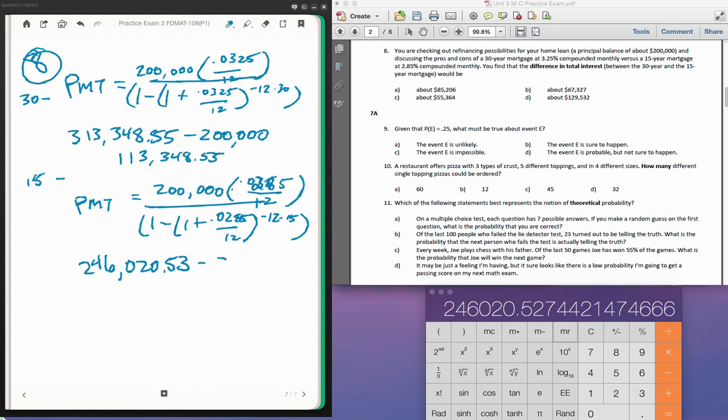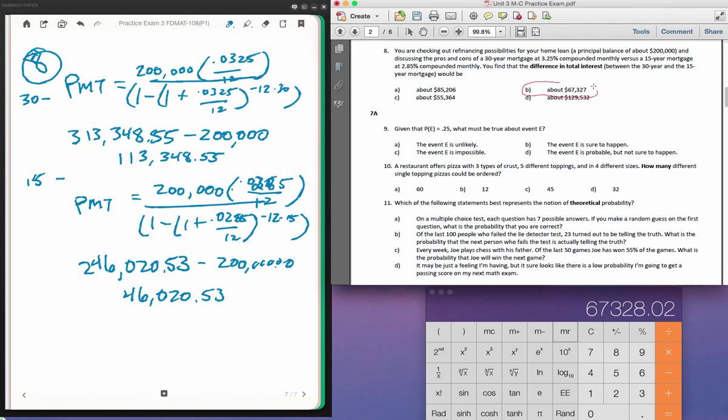$246,020.53. Subtract that 200,000, and we will get $46,020.53 in interest. Now, notice that what we're looking for is the difference of the total amounts, so we go 113,348.55 minus 46,020.53. And so we're going to be, notice, about $67,000 difference, 328. Now, B looks the closest, so that's our answer. And we're ready to move on to question 9.